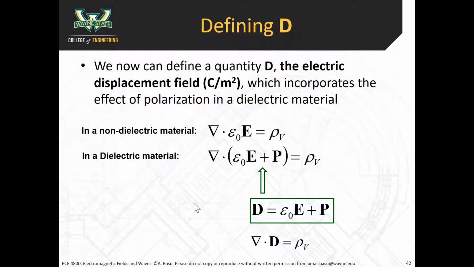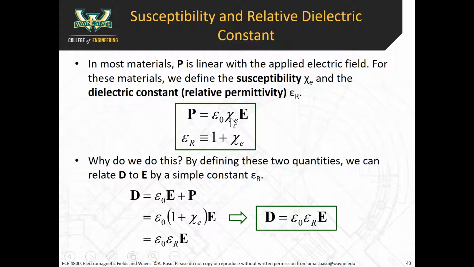So we talked about how in a non-dielectric material, del dot epsilon E is equal to rho V. This is Maxwell's equation. In a dielectric material, you get epsilon 0 times E plus P, because you have a polarization effect. Okay, what defines a dielectric material is that you get this polarization effect that I just talked about. All right, so we talked about susceptibility. The polarization is linear, proportional to the electric field. The more electric field you give, the more polarization you have. So P is equal to epsilon 0 times the susceptibility times E.